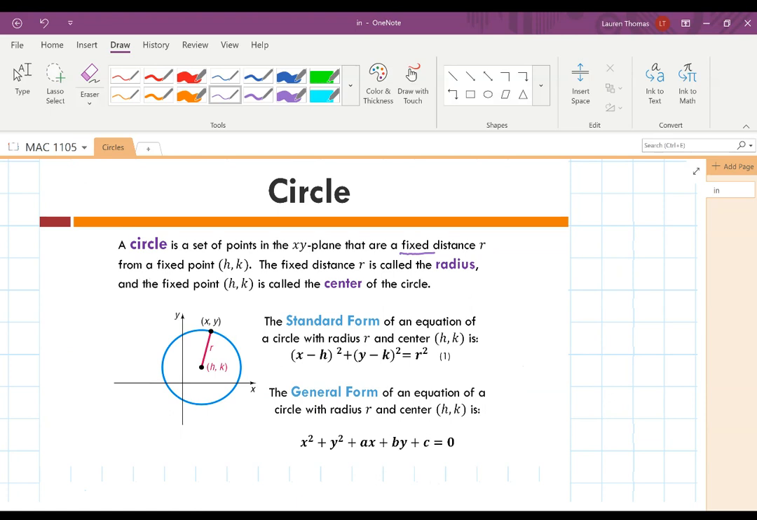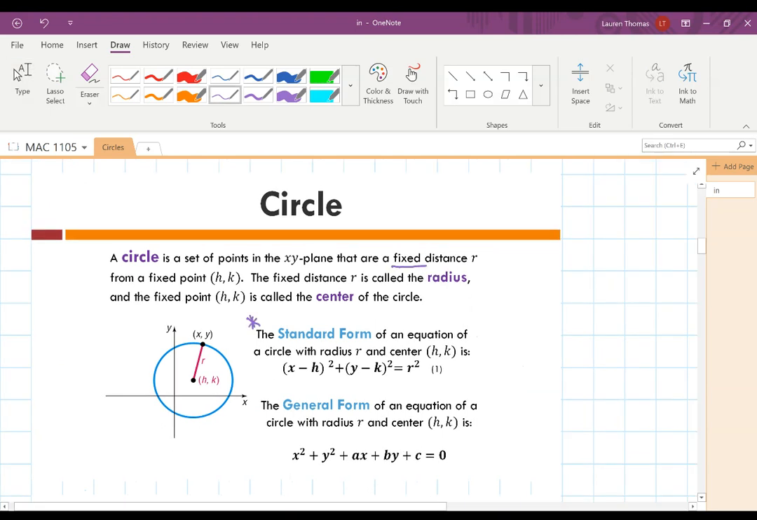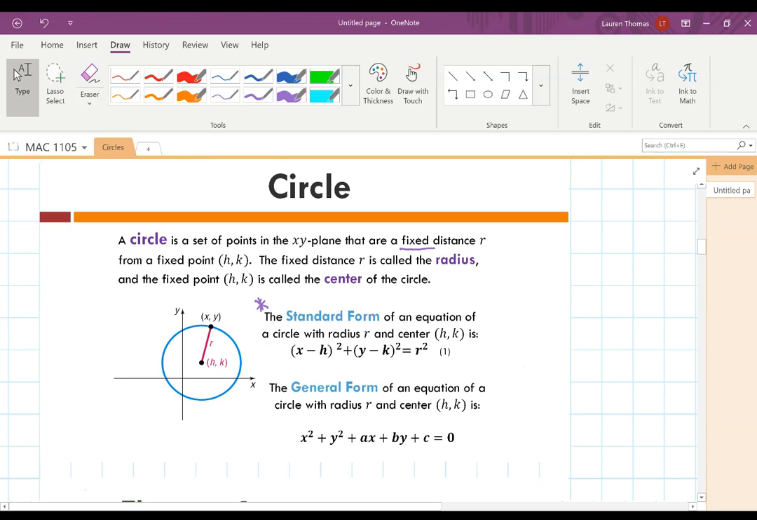So anytime we are given a circle, we are given it in one of two forms. The first form is standard form, which is (x - h)^2 + (y - k)^2 = r^2, where r signifies the radius and the center is signified by (h, k). The other form that we have is general form. General form is x^2 + y^2 + ax + by + c = 0. So these are the two forms that we're going to be working with in this section.